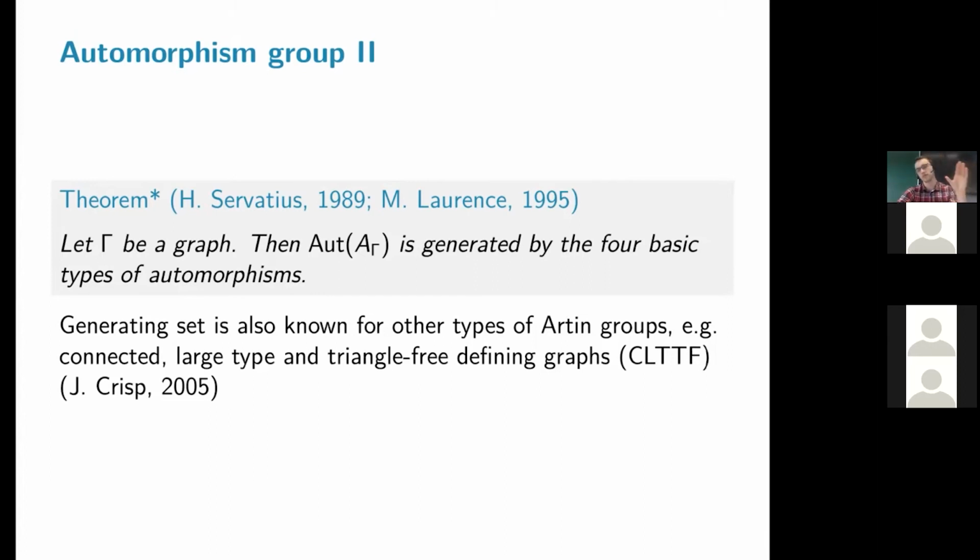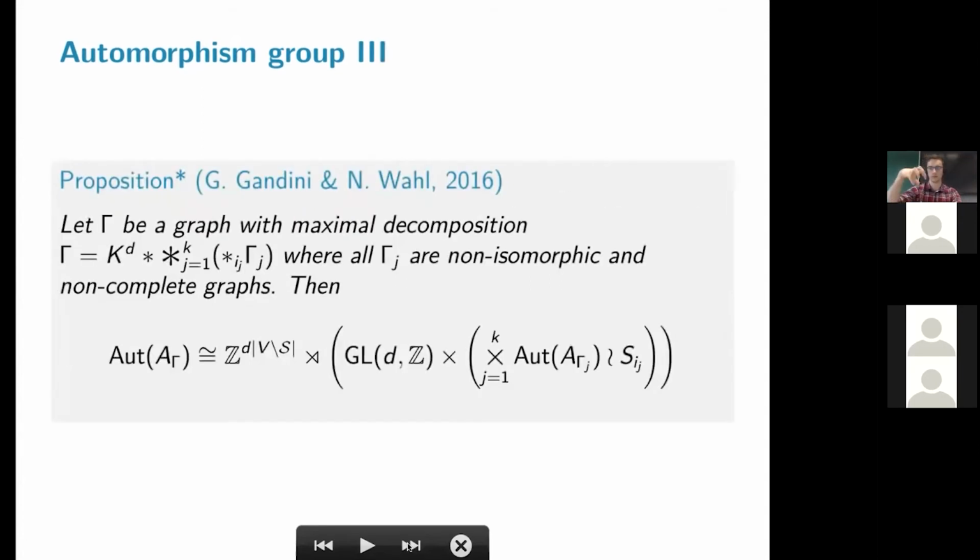And this description will come in handy later because we will look at a certain subgroup generated by 3 of the 4 basic types. Now, this is one way of looking at your automorphism group. Another way is a bit more on a higher level. Namely, I've spoken about the decomposition of your graph as a maximal simplicial join. Now, if you do this in a particular way, so if you group your factors in a particular way, you can find a decomposition as follows.